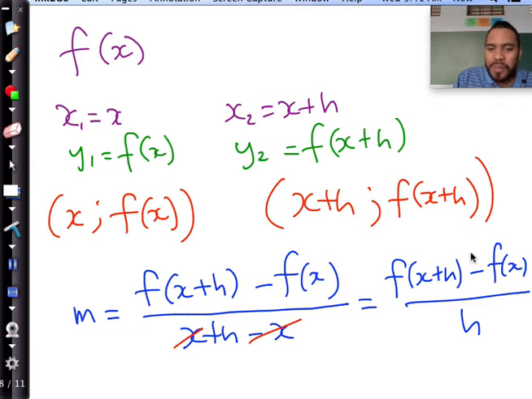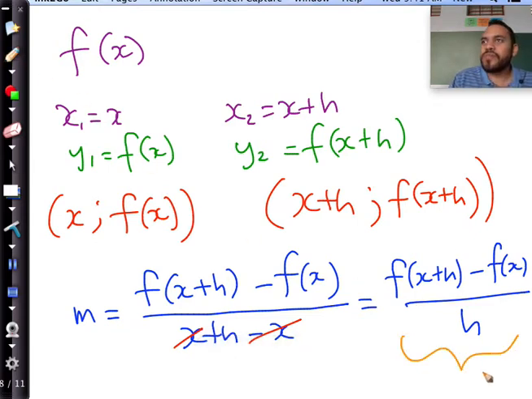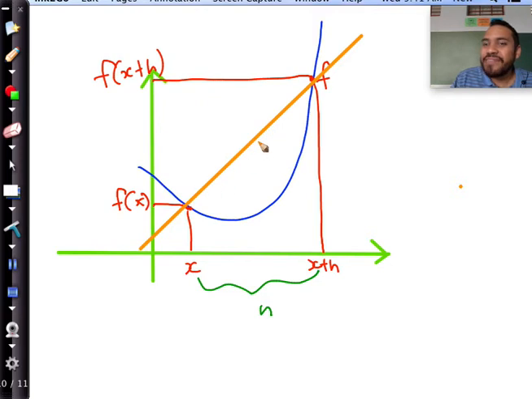But does this represent the gradient at a point? Yes or no? No. It represents the gradient between these 2 points. In fact, it represents the gradient of this orange line. And when you look at the orange line, the gradient at any point is equivalent. But for the blue curve, the gradient is not the same everywhere. Do you all agree with that?